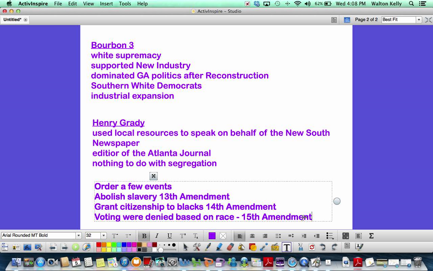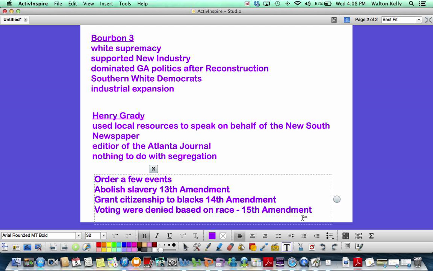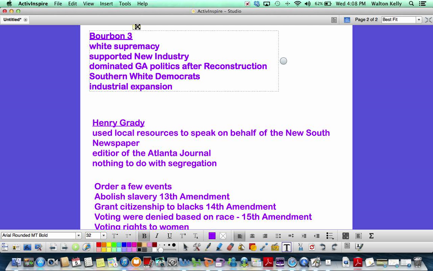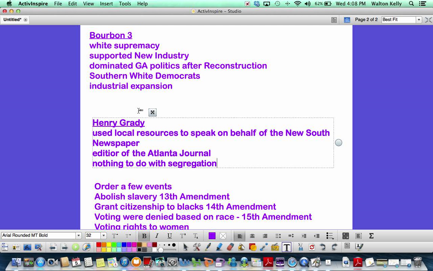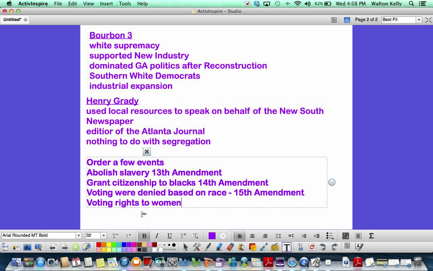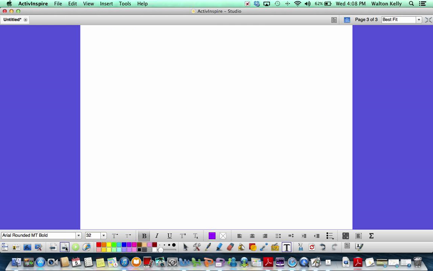And then the last one, after black men got the right to vote, we actually gave voting rights to women. So that kind of orders things appropriately, and I know that it came directly from the review sheet. So I hope that clears up some stuff, and we will jump into the next flip chart.